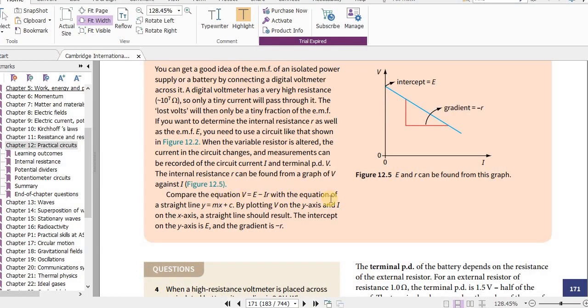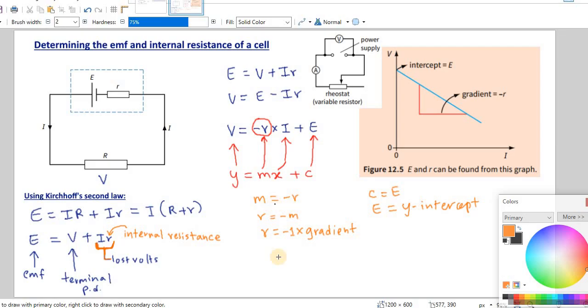Compare the equation with that of a straight line, y equals mx plus c. By plotting V on the y-axis and I on the x-axis, a straight line should result. The intercept on the y-axis is E, and the gradient is minus r. So that is what I have shown here.